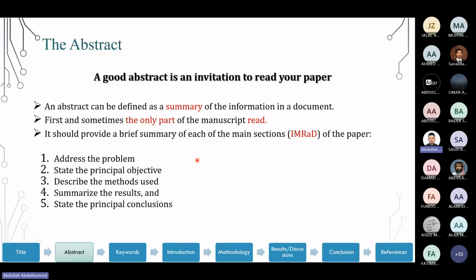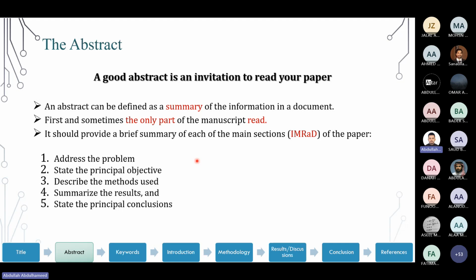Now I will move to the second thing, which is the abstract. The second element of a paper is the abstract. This is also very important. A good abstract is an invitation to read your paper. I'm not sure if you guys also know, but the abstract is something like when you invite someone to your house. What's the first thing he will see? Maybe he will see the visiting room.